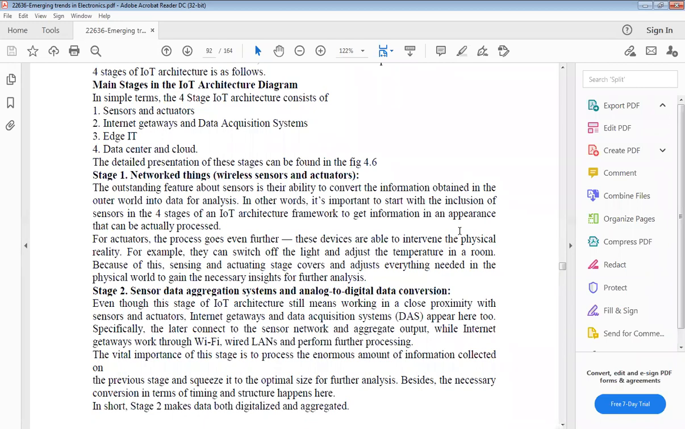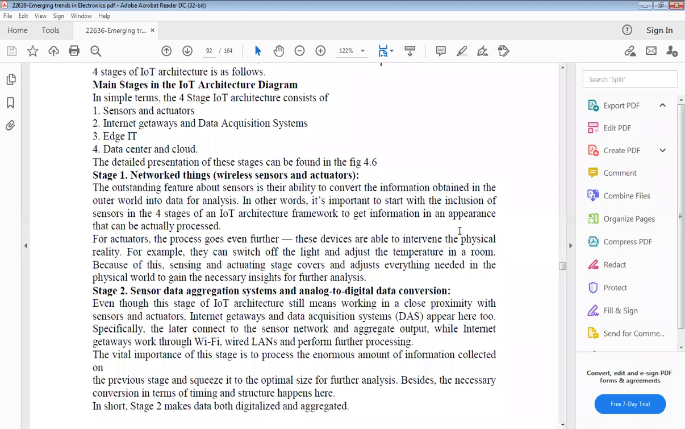And actuators, these devices are able to intervene in the physical reality. For example, they can switch off the light, or adjust the temperature in a room. Because of this, the sensing and actuating stage covers and adjusts everything needed in the physical world to gain the necessary insights for further analysis. Means whatever data is sensed, that is analyzed, that is processed, and the results are then generated. These results are stored in the cloud as well as given to the actuators, which change the physical environment. So in this way, actually IoT works.